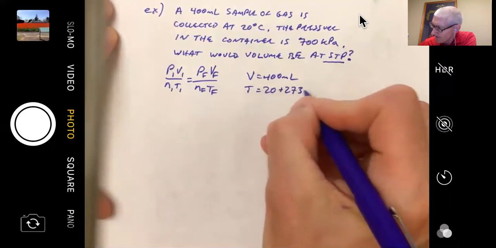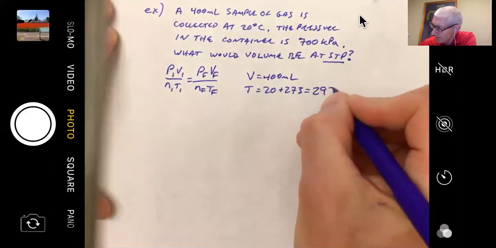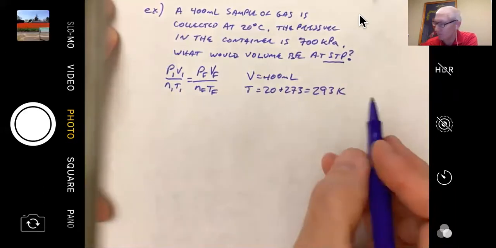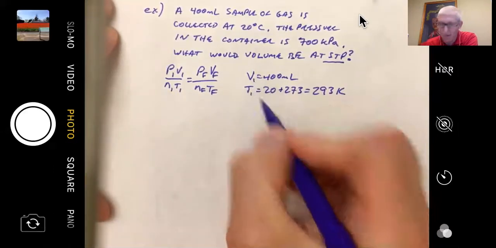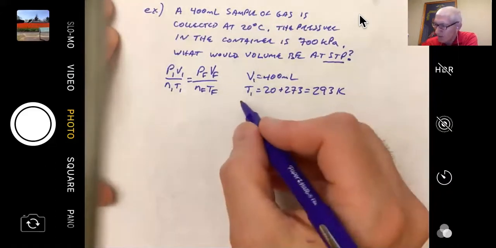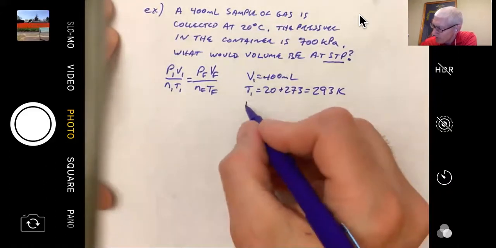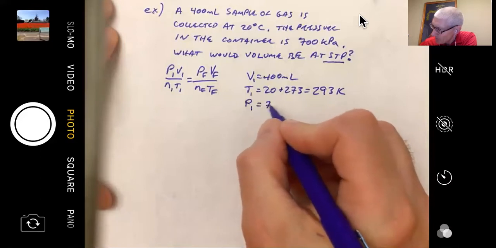We never work in Celsius. We convert it to Kelvin. And if I make a mistake anywhere along here, please pipe in because I'm uncaffeinated. Don't know anything about the number of moles, but I do know that the pressure, and this is where we have to be super careful.